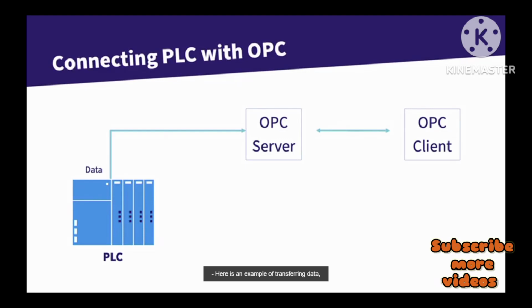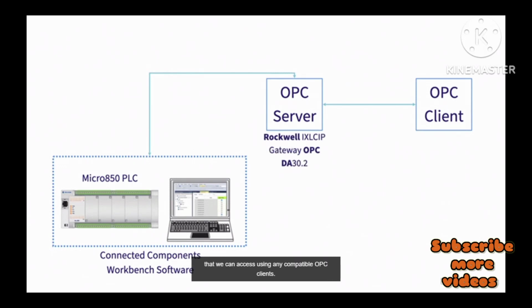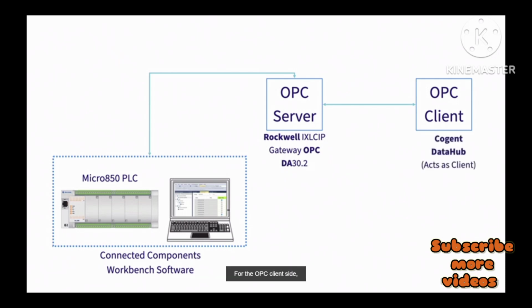Here is an example of transferring data from a PLC through an OPC server and then displaying it in an OPC client. I'm going to use a simulator PLC from Connected Components Workbench software. When you download the software, it comes with a Rockwell OPC DA server that we can access using any compatible OPC clients. For the OPC client side, I'm going to use Cogent DataHub to receive and display the data.